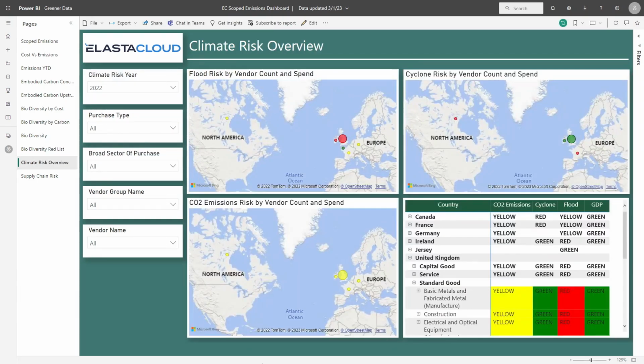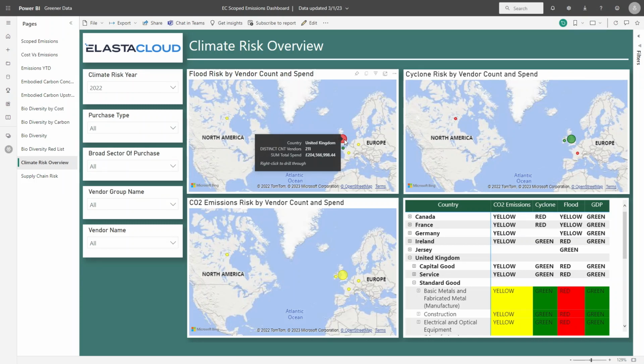This page provides a holistic view of climate risk at a country level. The maps on this page show a red, amber, green categorization for flood risk, cyclone risk, and CO2 emissions by country. This data is visible in the table in the bottom right, which also includes the GDP risk of a country. Looking at the bubbles on the maps, data around the number of vendors and total vendor spend have also been included to give consideration to the amount of supply chain spend at risk from climate issues.